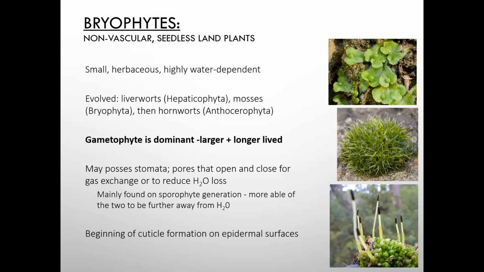And you mainly find the stomata on the sporophyte generation, and this is just indicative of that sporophyte generation being less dependent on water, which we'll see play into the alternation of generations as we discuss more plant life cycles. You can also find the beginning of a cuticle, which helps reduce water loss on the surface of the epidermis of these plants.